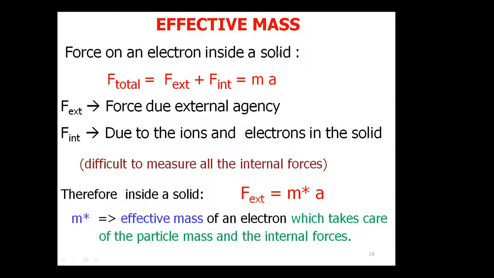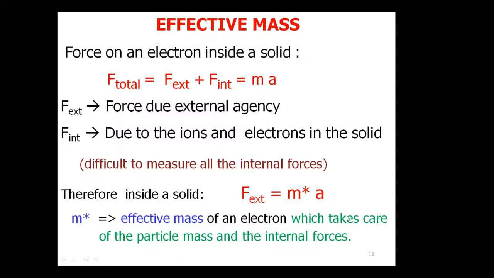Same thing, when we take an electron, let us take an electron inside a solid, and you apply some external force. Therefore, the total force is equal to the external force from the external agency, plus there is an internal force, which is due to the ions and electrons in the solid, and that total force is equal to mass into acceleration. But this F internal is not easy to calculate. It is very difficult to measure all the internal forces. As this is difficult, we say F external is not ma, but F external is m star a. What is that m star? That is the effective mass. This effective mass of an electron takes into account the total internal forces.